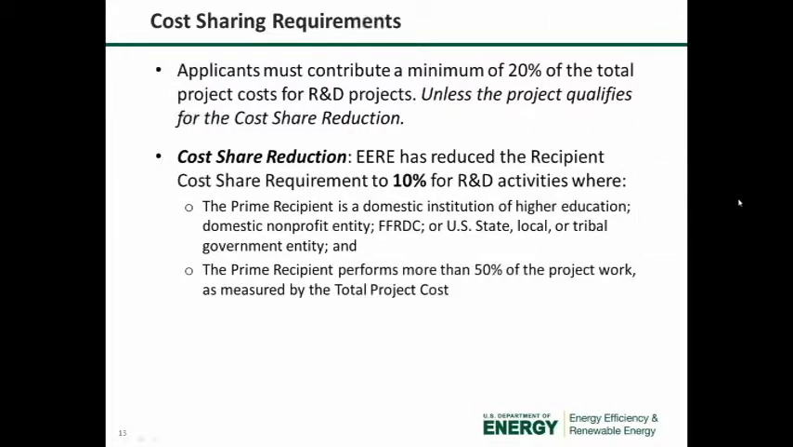And point number 2, the prime recipient performs more than 50% of the project work as measured by the total project cost. So both of these requirements must be satisfied to have the project qualify for reduced recipient cost share. And the recipient must be able to provide verification that both of the above requirements are satisfied. Next slide, please.